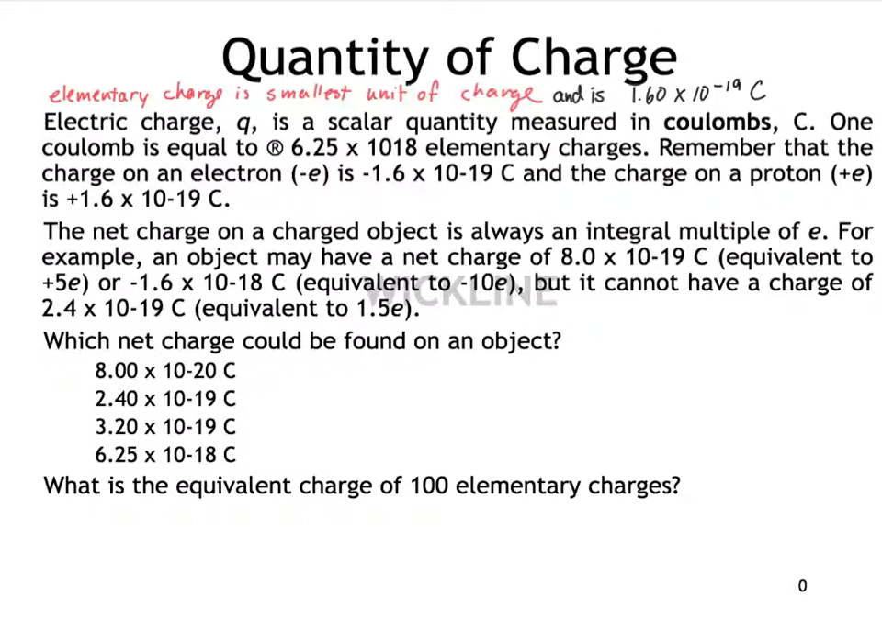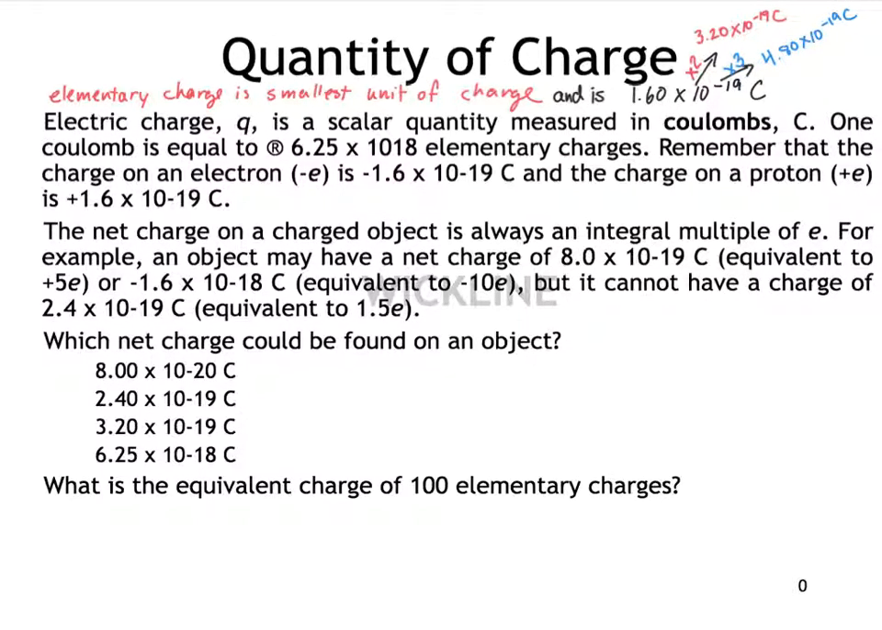For instance, if you had 2 elementary charges, you would simply multiply this number times 2, and you would get 3.20 times 10 to the negative 19 coulombs. Or, let's say you had 3. Then you would simply take this number and multiply it by 3 and get 4.8 times 10 to the negative 19 coulombs.